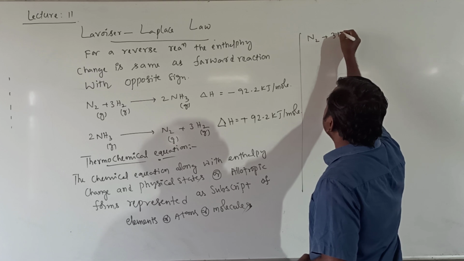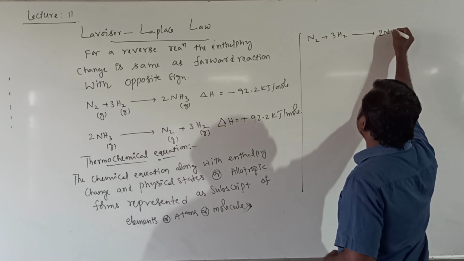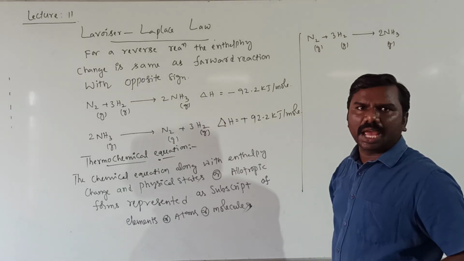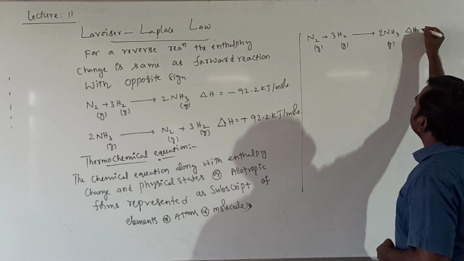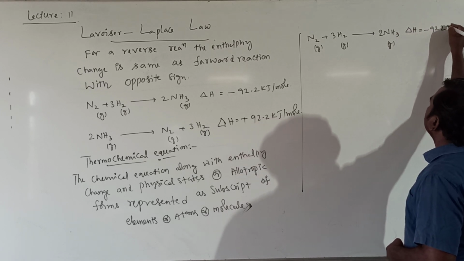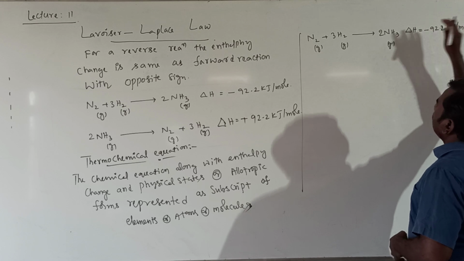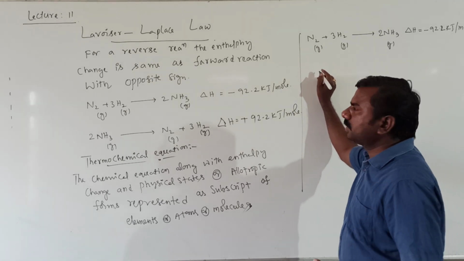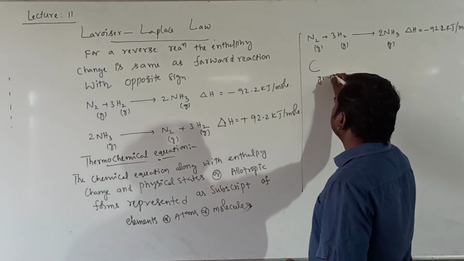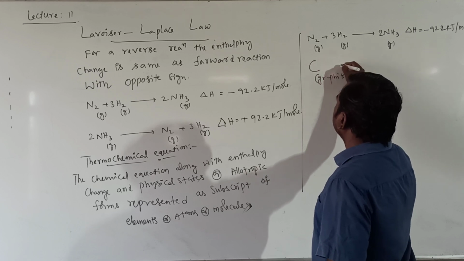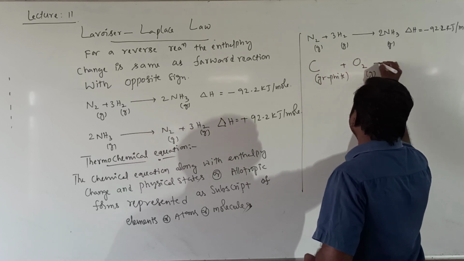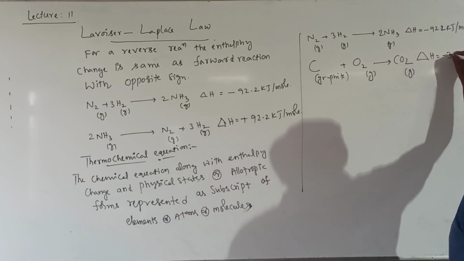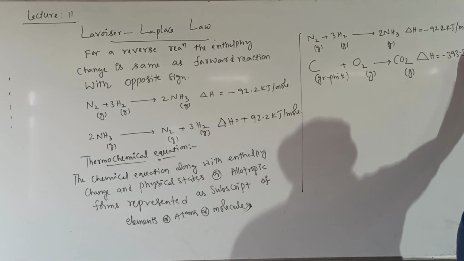N2 plus 3H2 gives rise to 2NH3. The physical state must be represented in brackets, gases. Delta H of this reaction is minus 92.2 kilojoule per mole. Chemical equation along with enthalpy of reaction, all the physical states or allotropic forms. Another one: carbon graphite plus oxygen gas gives rise to CO2 gas. Enthalpy of reaction is minus 393.5 kilojoule per mole.